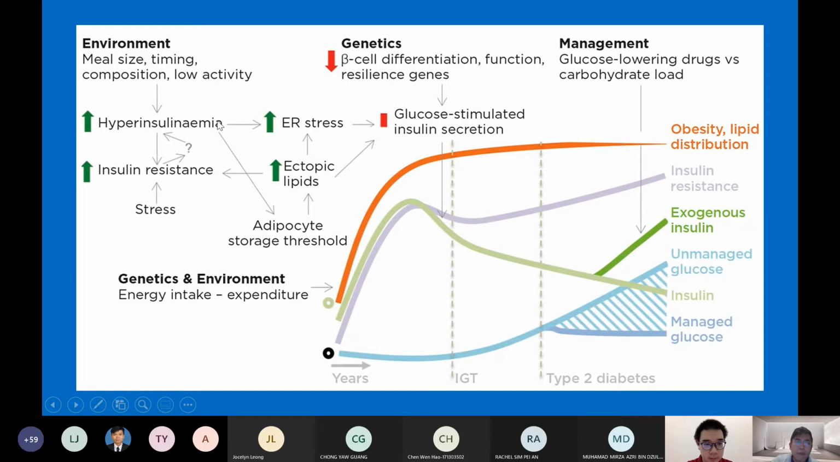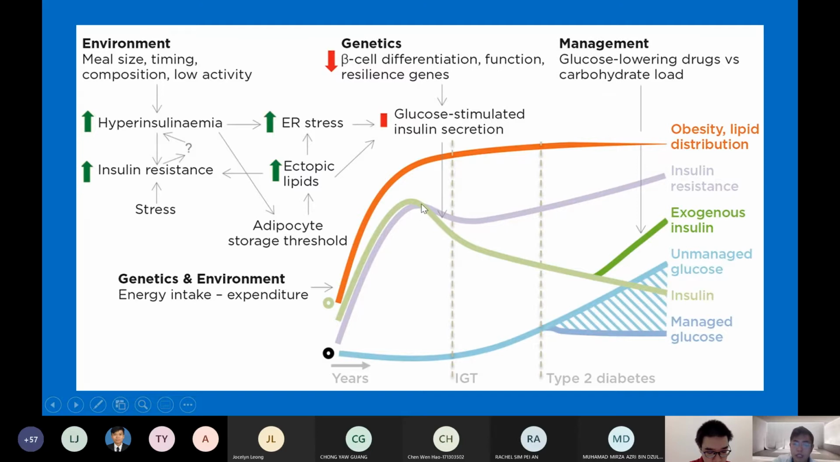Your hyperinsulinemia as well will affect your adipocytes, increase your adipocyte storage threshold and cause a release of free fatty acids from the ectopic lipids, causing constant stress in your beta cells, and therefore leading you to develop impaired glucose tolerance. But you have to look here at the early stage of type 2 diabetes. You actually observe that the insulin production initially increases during the early stages before you even reach your impaired glucose tolerance.